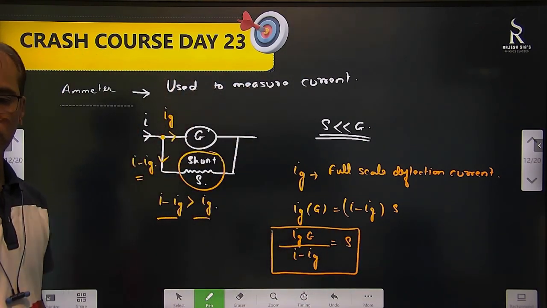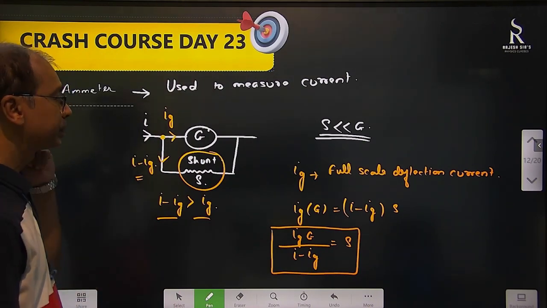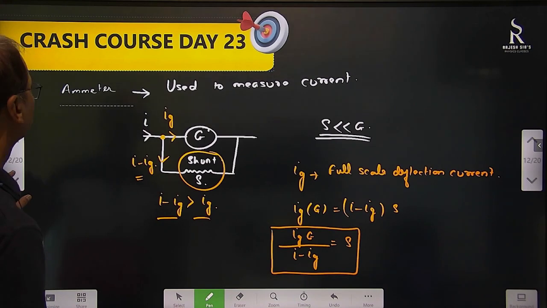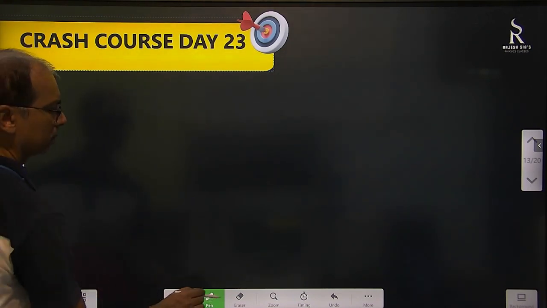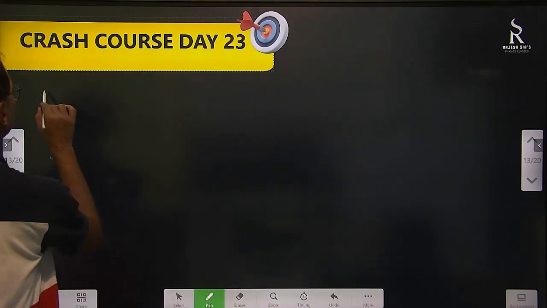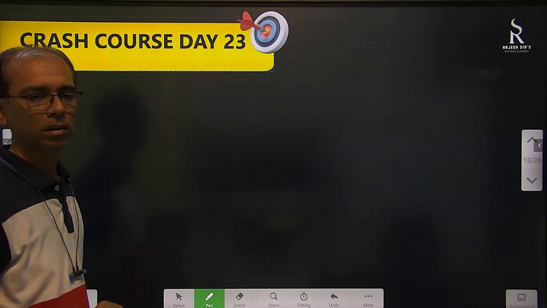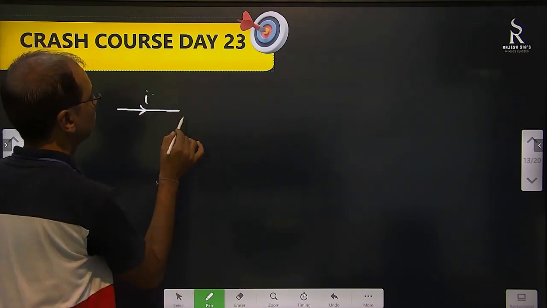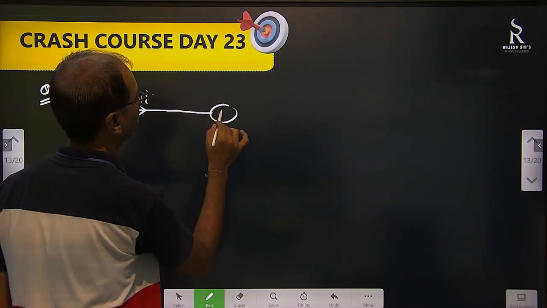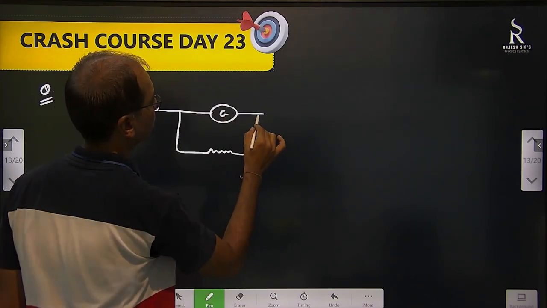Simple question. Now suppose we make a question over here. The question says you want to make an ammeter which can measure 5 ampere current. So 5 ampere current is here, and here we are making the galvanometer, and here is your shunt. It's like this.